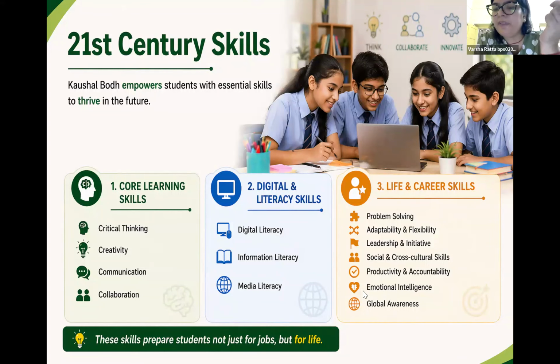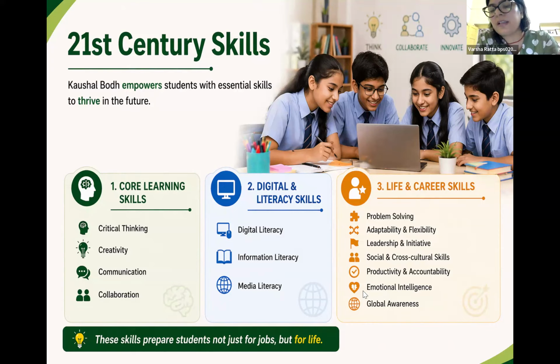Then it is important for the life and career skills. Problem solving is important. Most of the work is going to be done by AI. We say that AI is replacing us. So what are the characteristics that are going to make you survive? Problem solving is one thing. Machines can't do problem solving, right? You have to prompt them to solve problems, right? Adaptability and flexibility. Machines will never be adaptable and flexible, but humans can be. Leadership and initiative is a very important skill.